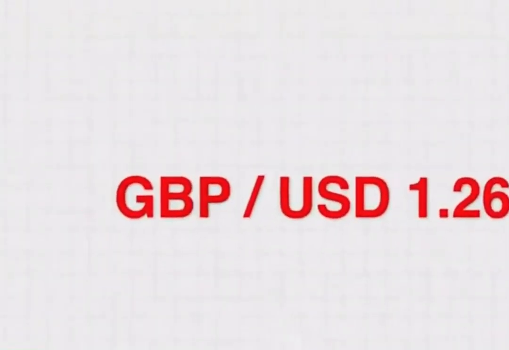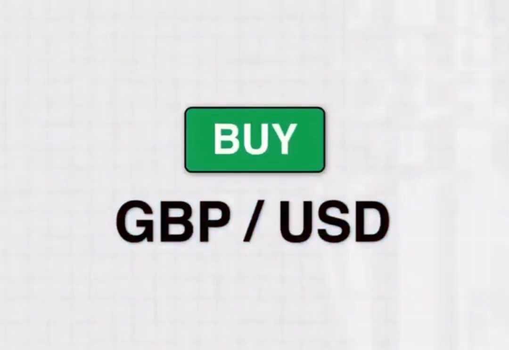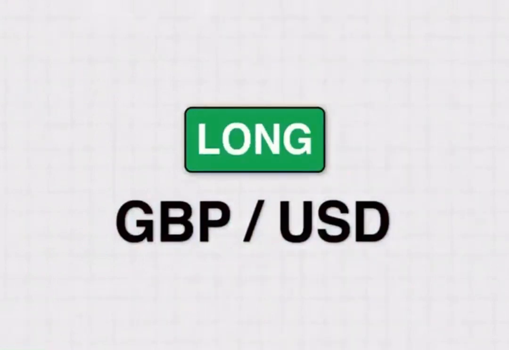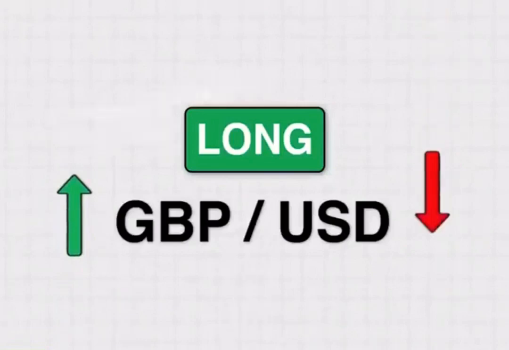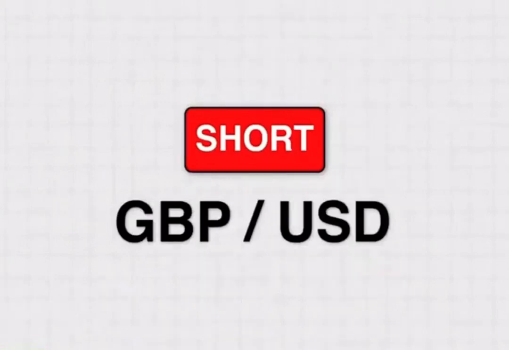So here's what happens when you actually trade currency pairs. When you buy a currency pair like the pound dollar, or when you go long on the pound dollar, you're expecting the pound to appreciate while the dollar depreciates. When you sell a currency pair like the pound dollar, or when you go short on the pound dollar, you're expecting the pound to depreciate while the dollar appreciates.